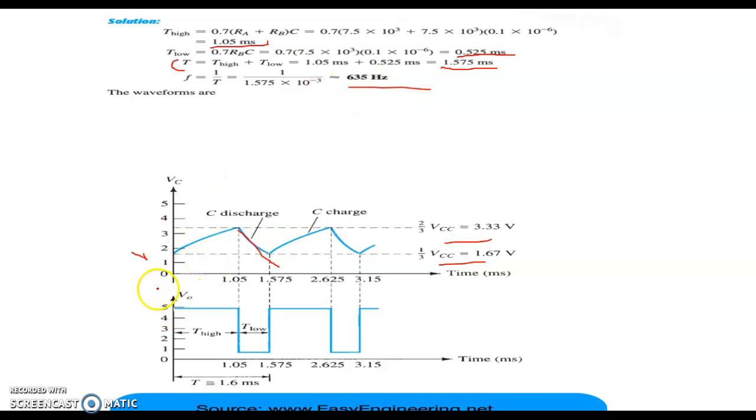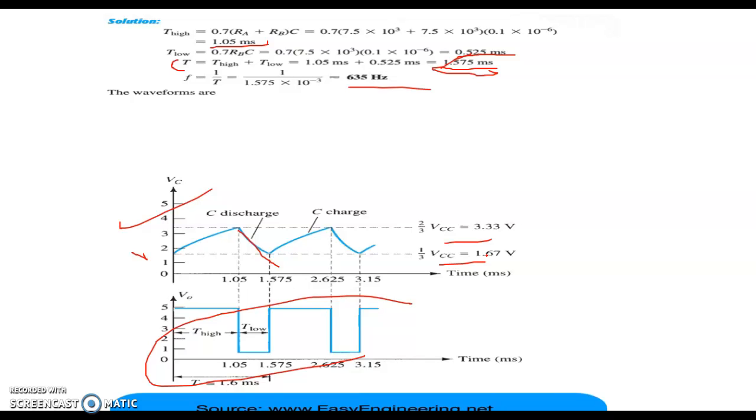Now comes the waveform. When the capacitor charges, it goes up to the maximum voltage of 3.3. This is 2 by 3 VCC, and after discharging the capacitor goes to a minimum value of 1.67. This is 1 by 3 VCC, and our time period is 1.57 millisecond, which we already calculated, and T high is equal to 1.05 and T low is equal to 0.525. This is our input waveform, and this is our output waveform through which the capacitor will charge and discharge. This is the overall solution.